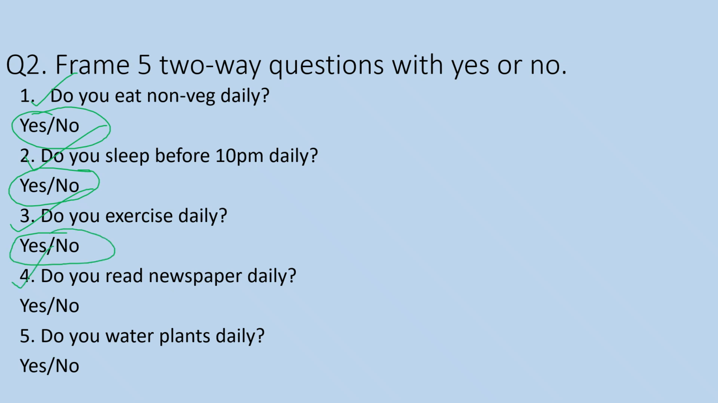The fourth one is: do you read the newspaper daily? Again the options can be yes or no. The last one is: do you water plants daily? Here also the options can be yes or no.